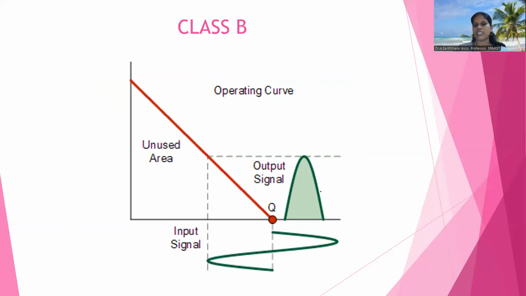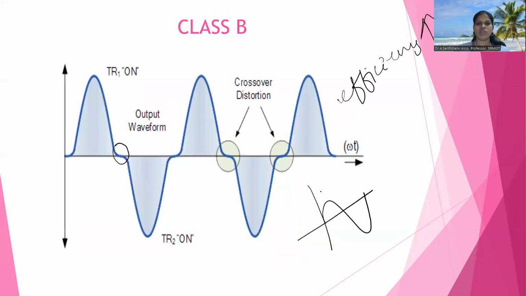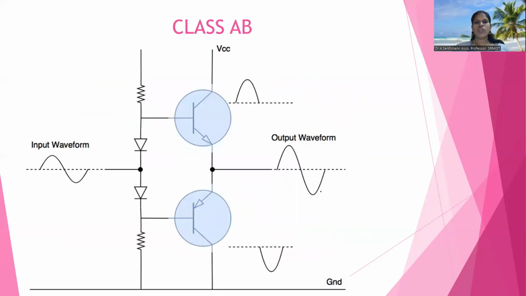If it is an NPN transistor. If it is a PNP transistor, in the opposite polarity, it processes only the negative half of the input signal. So now I hope you people get an idea about the class B amplifier. So what is the advantage here? The advantage is that the efficiency, compared with class A, is very high, but here there is the introduction of crossover distortion.